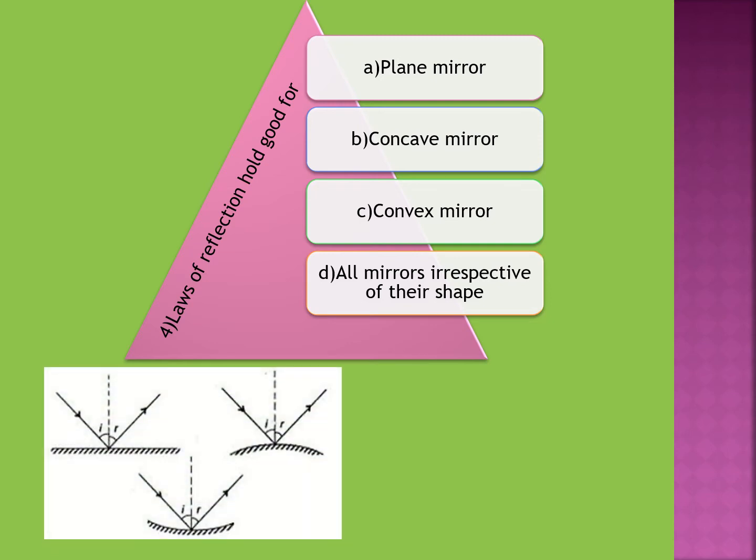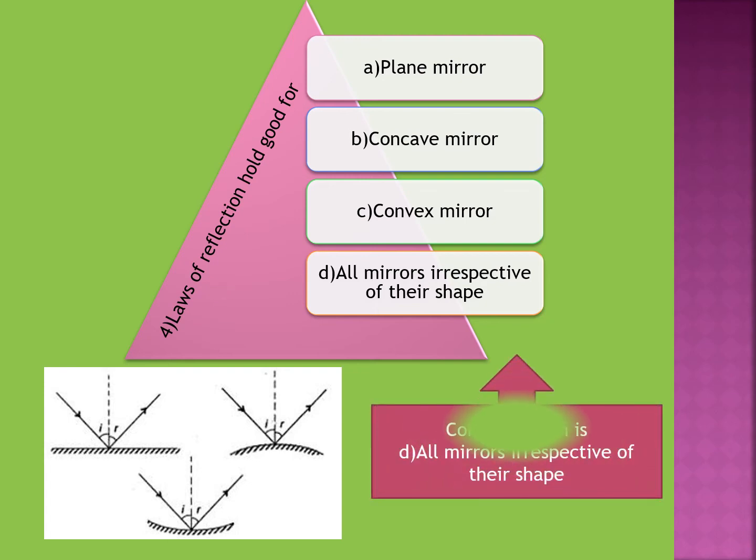So dear students, you can see from this diagram, this is the plane mirror. Angle of incidence is equal to angle of reflection. This is a convex mirror. Again, angle of incidence is equal to angle of reflection. This is a concave mirror. Again, angle of incidence is equal to angle of reflection. That means the laws of reflection hold good for all the 3 types of mirror. So irrespective of their shape, all mirrors follow the laws of reflection. Okay. So our answer is D, that all the mirrors will follow the laws of reflection.